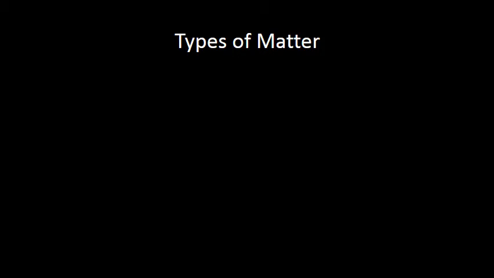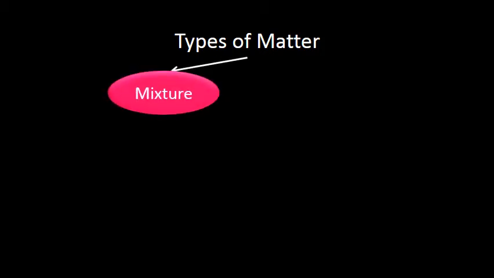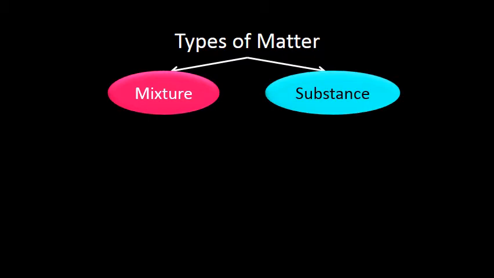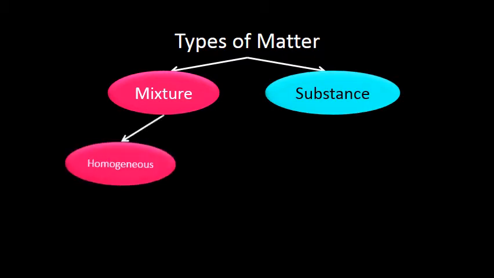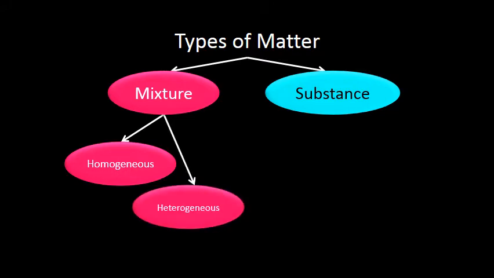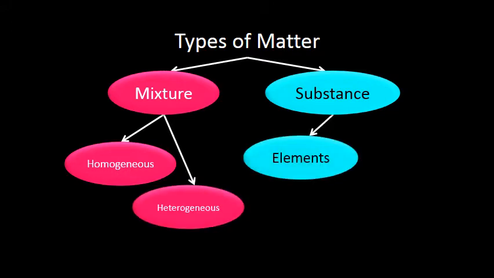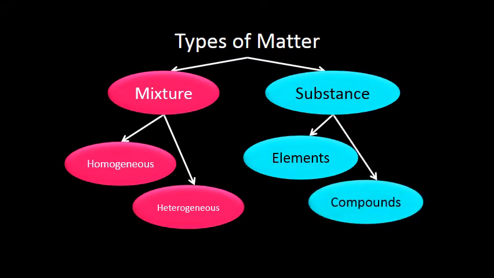So the first thing we're going to look at are mixtures. Then later in the video, we'll look at substances. Now we can break mixtures apart into two different groups. You can have homogeneous or heterogeneous. Then we'll classify substances as either an element or a compound.